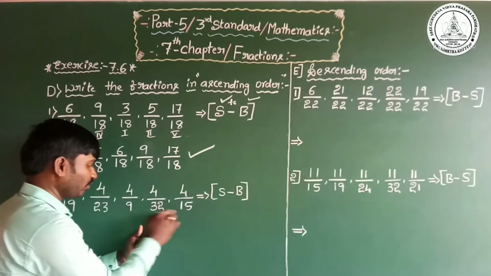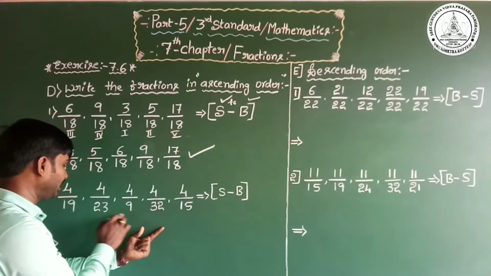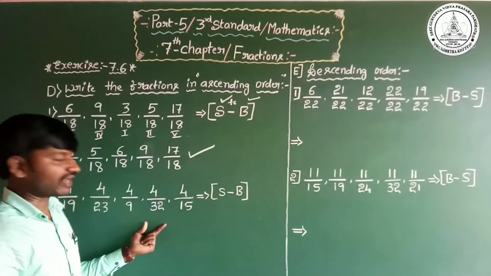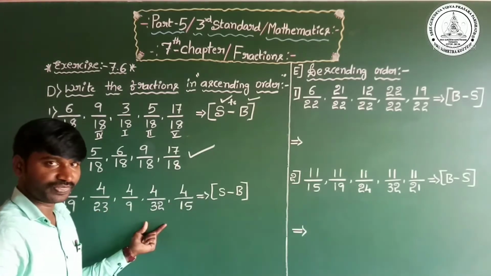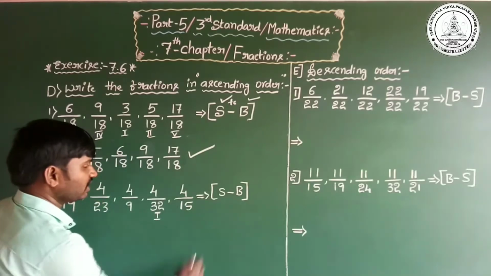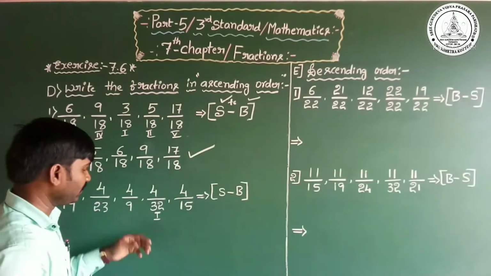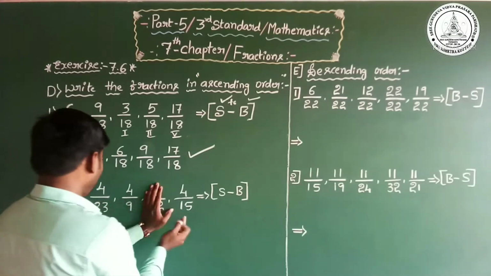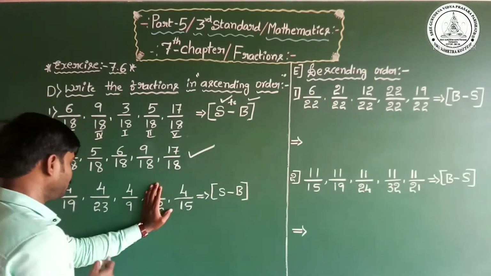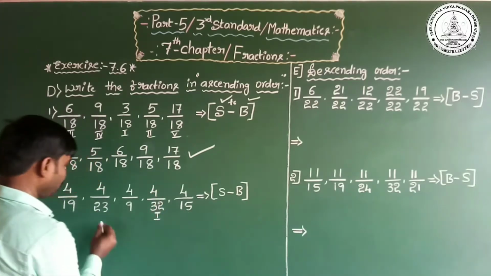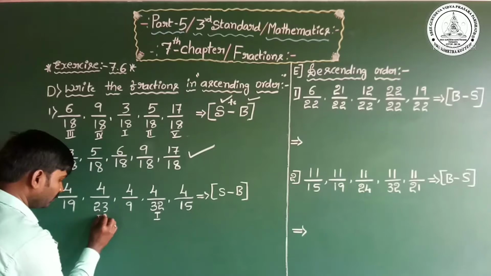Compare these denominators: 15, 32, 9, 23, 19. 32 is the smallest fraction. Compare these fractions. Okay, now you take this one first, because it is smaller to bigger. The next, you neglect 32 and observe the other fractions to see which is the smaller. These are 19, 23, 9, 15. So the second one is the fraction with denominator 23.